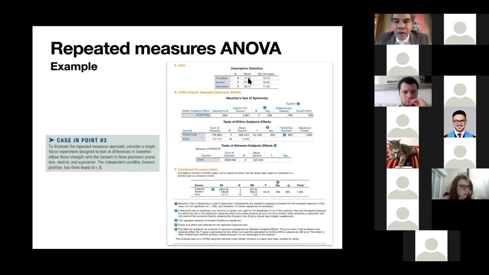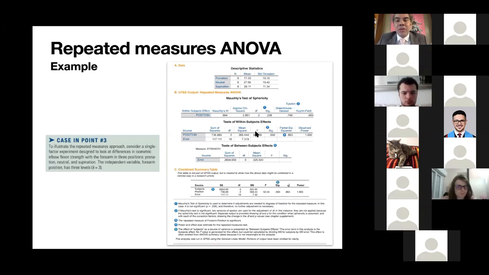So I have the mean of the flexor strength by position. I see that the mean in supination has more strength than in neutral position and has more strength than in pronation. Okay, so I will do my repeated measures ANOVA.